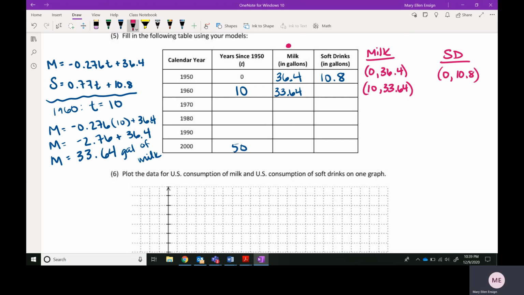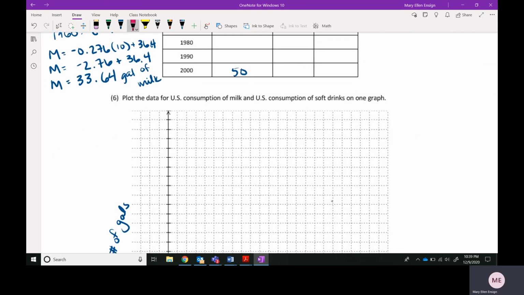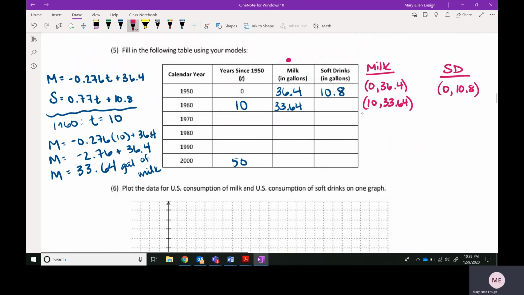Now you're going to have two different graphs on this same grid. One is going to be the milk. Think about what happened to the milk as time went on. So I'm thinking about my axes. As time went on, the amount of milk people drank went lower. So that is similar to the latte. What's happening to the soft drinks? Well, as time goes on with the soft drinks, the amount of consumption goes up. So you're going to see two different lines there. They're both going to be graphed on that same plane.